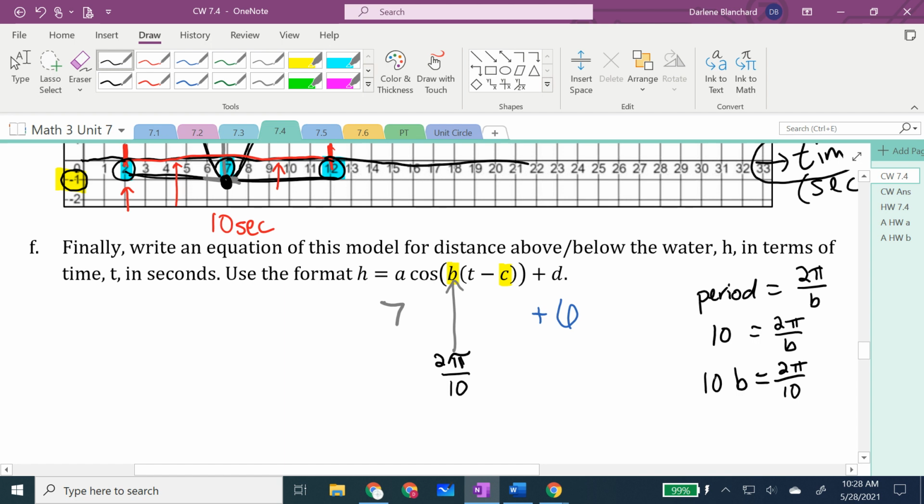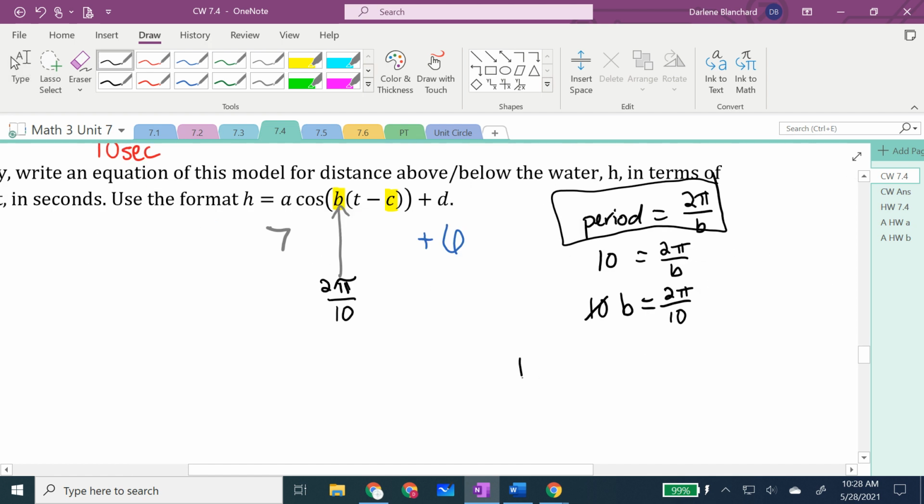But also you can get the B value using this equation. But I also want to write down that B is equal to the frequency multiplied by 2 pi.